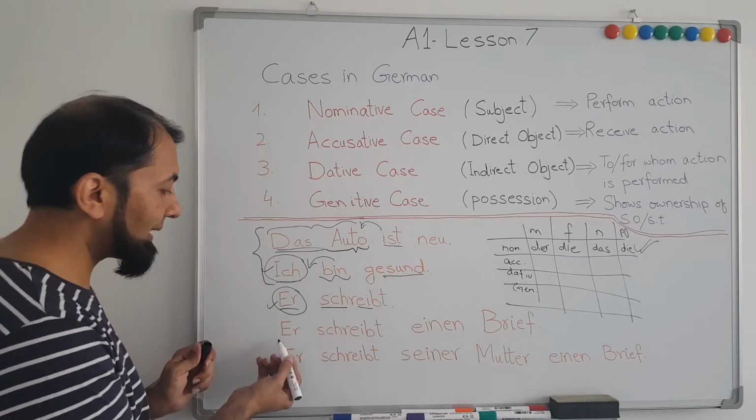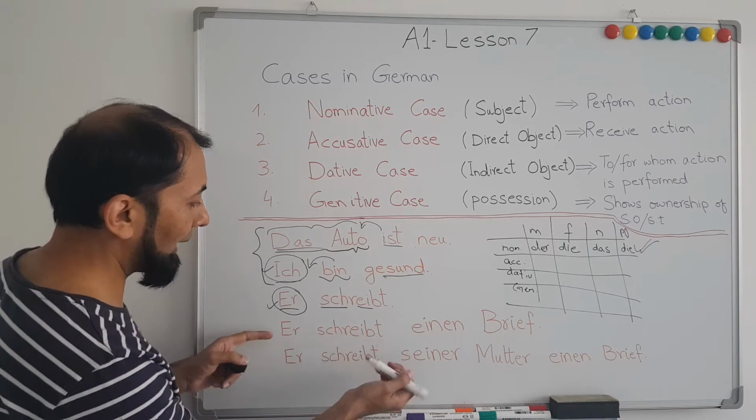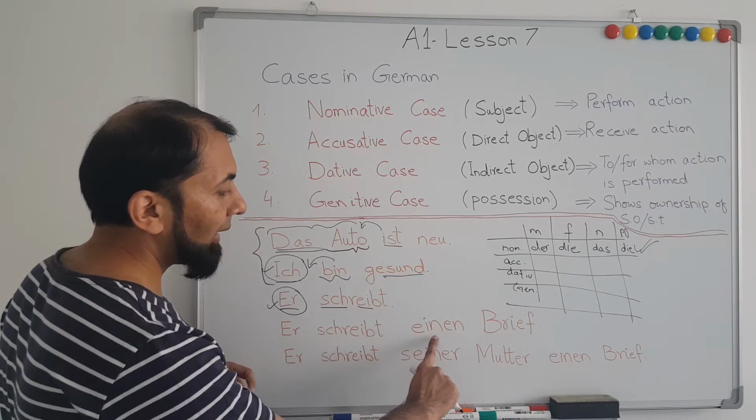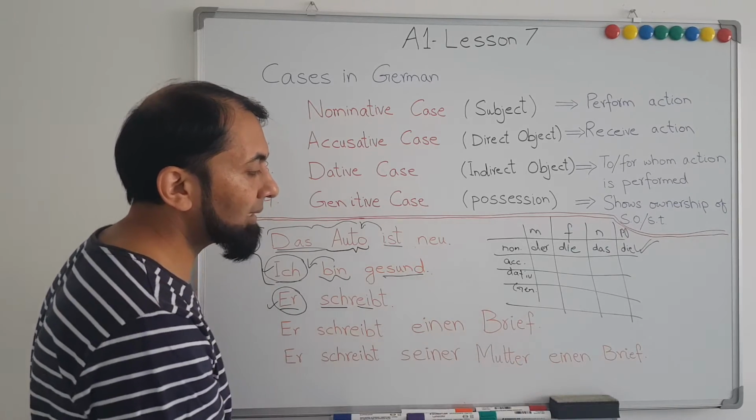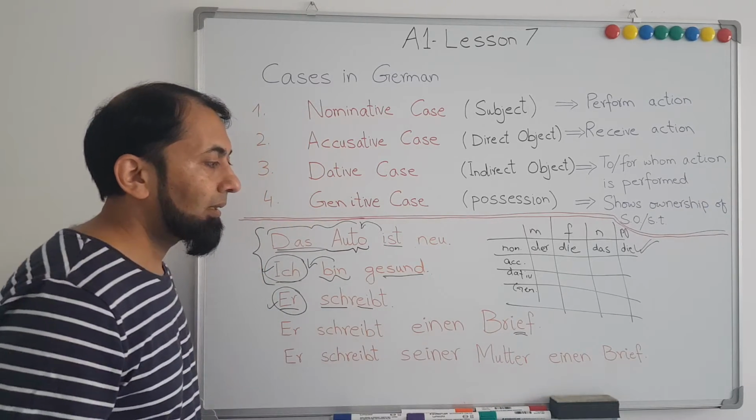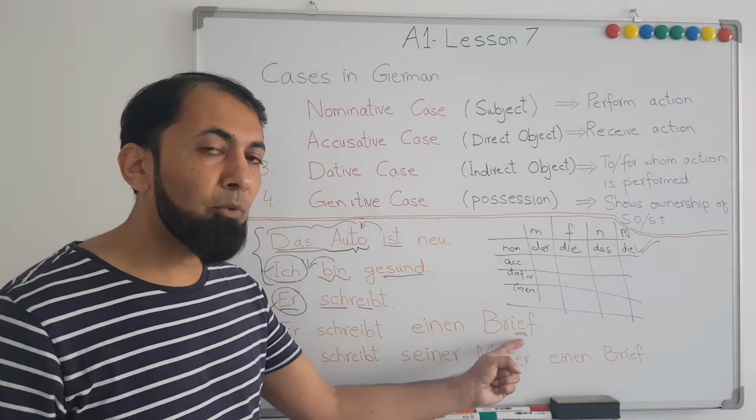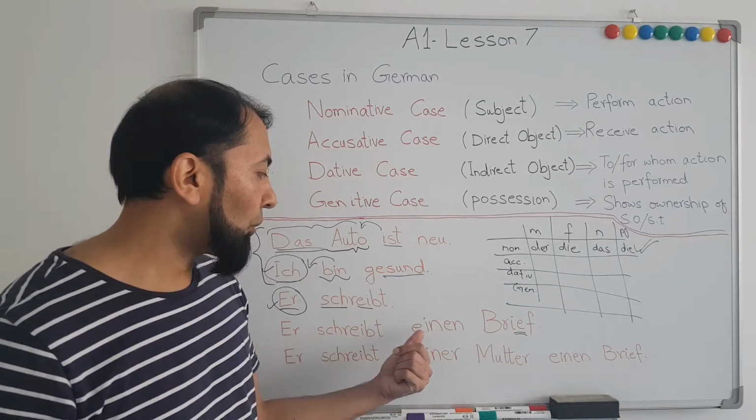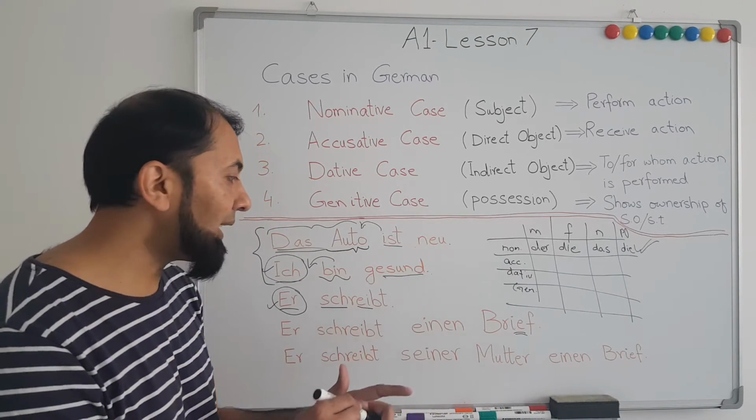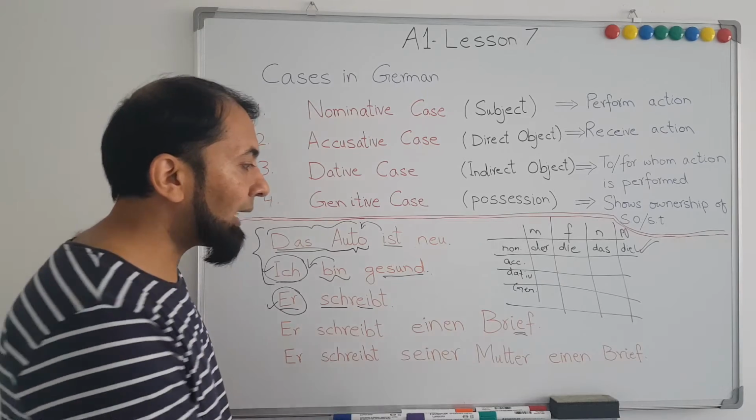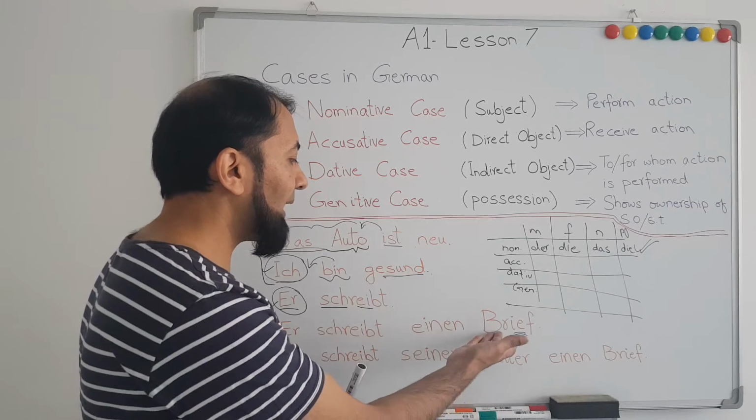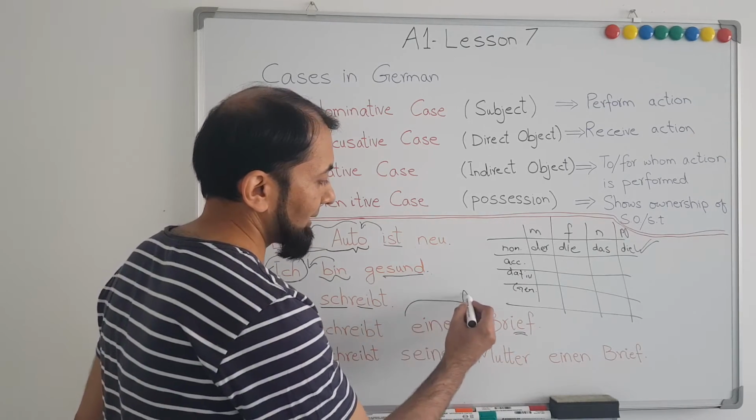Next sentence is "schreibt." So until here we have the same sentence, but next we have "einen Brief." Brief is letter, and you see this combination "ie" will produce a sound like "e". So a letter, he writes a letter. Now he is performing an action on a letter, so he is writing a letter. So this letter will be the accusative case in the sentence.